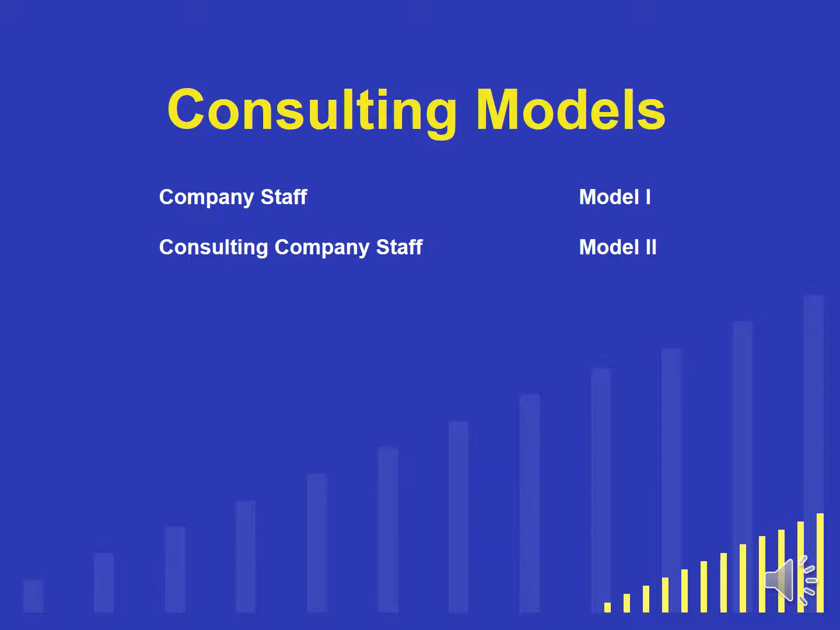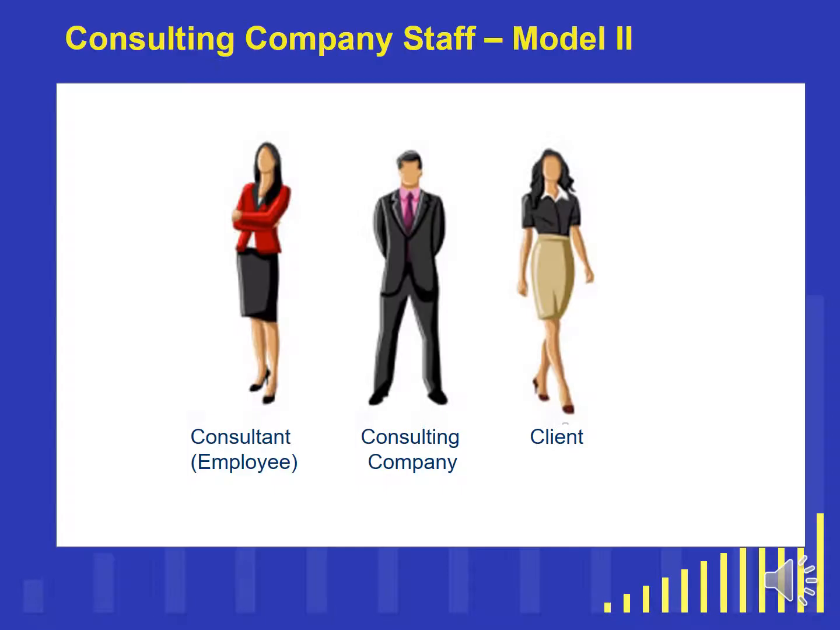Model 2 is consulting company staff. There are 3 elements in this particular model. The consultant is an employee of the consulting company. The consulting company sells their consulting services to a client, to whoever their clientele is. It should be a number of different client companies. And so the consulting company as a whole has a relationship with the client company. The benefit of this is that the consultant is an employee, and we will talk about employee benefits in just a second.